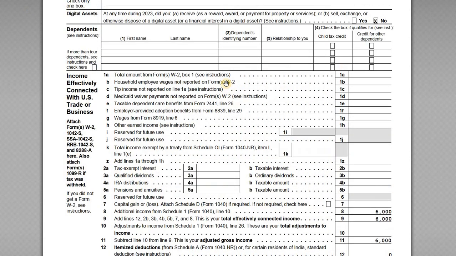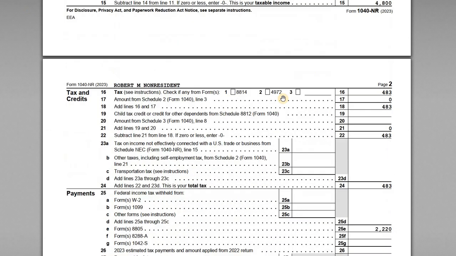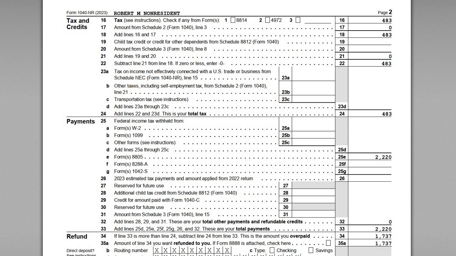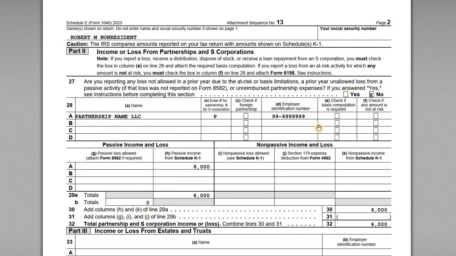So if we go back to the return, we need to enter the partnership K1 information. That is done on Schedule E. So if we scroll down to Schedule E, we have the partnership name, it's a partnership, and the EIN for the entity. Because he is a passive owner in this, he does not actively or materially participate in the business, it's being recorded as passive income or loss. So we have passive income from Schedule K1 of $6,000.